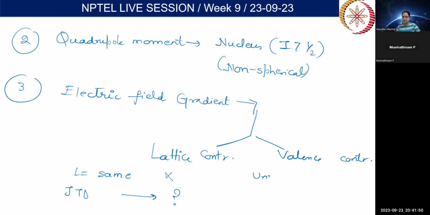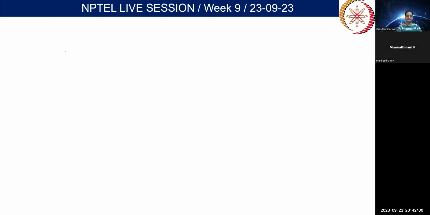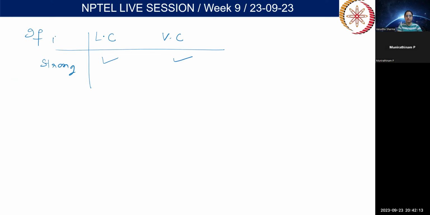Here we need to see unsymmetrical filling of the d electrons. So then valence contribution would be there. If we have lattice contribution and valence contribution, and both are active, the splitting would be very strong. So EFG would be very strong. That means more delta EQ difference.